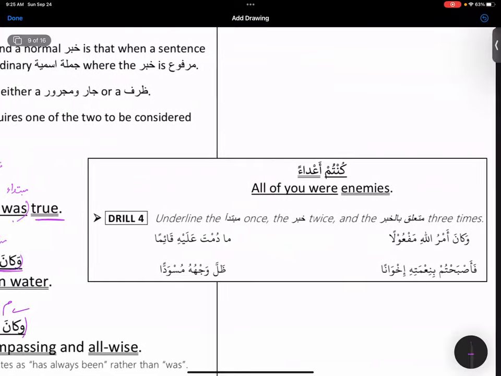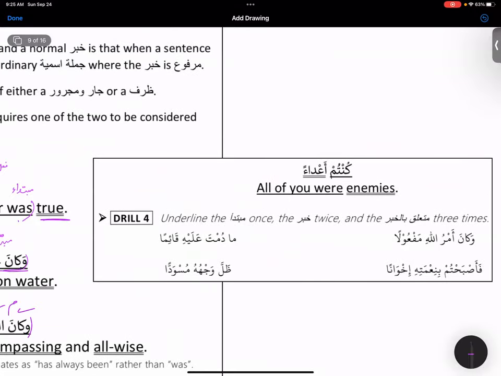Okay, then it says, kuntum a'daan. What could be the translation, first of all? You all. All of you were. Were, very good. A'da, adu. Transgression. Adula. Fight. Enemies. Enemies. Okay, so adun is singular and a'daan would be the plural.